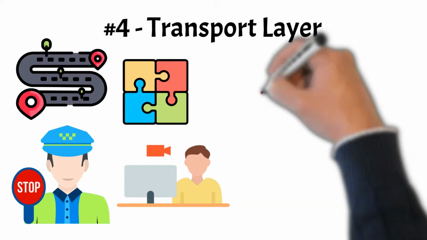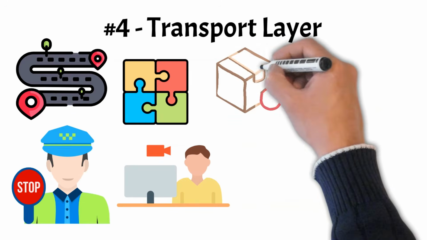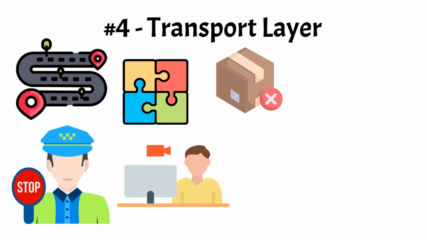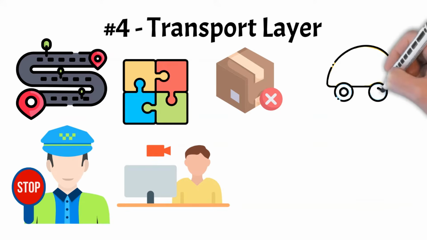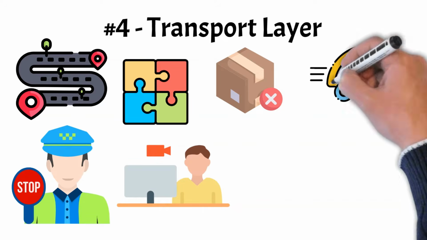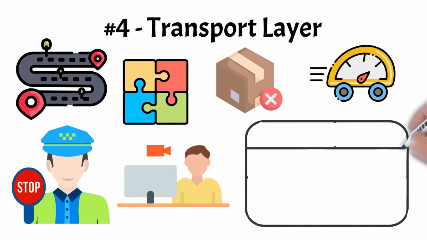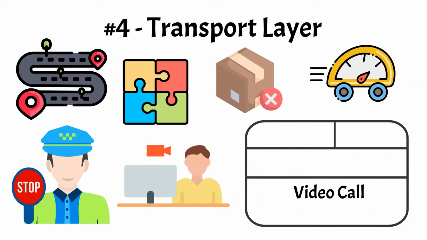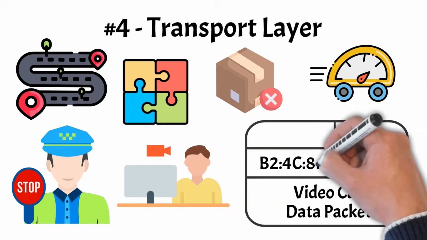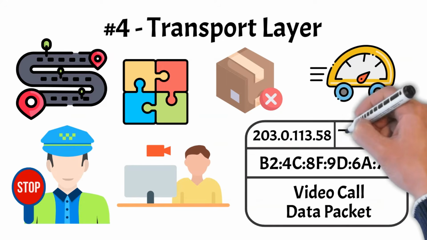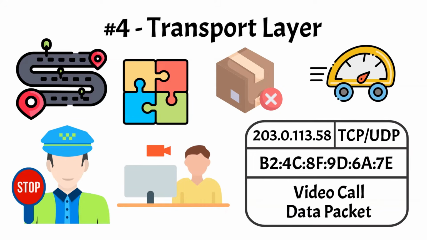It handles tasks like error correction, retransmitting any missing or corrupted pieces of data to guarantee a smooth and uninterrupted call. Additionally, the transport layer manages data flow to prevent congestion and ensures that the data transfer rate is appropriate for both sending and receiving devices. Key technologies at this layer include protocols like TCP, Transmission Control Protocol, and UDP, User Datagram Protocol, which provide the mechanisms for reliable or fast connectionless data transmission respectively.